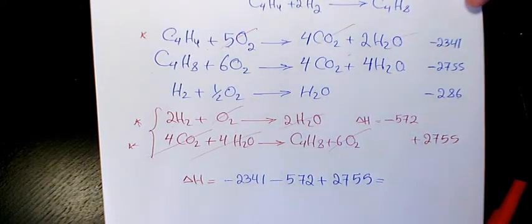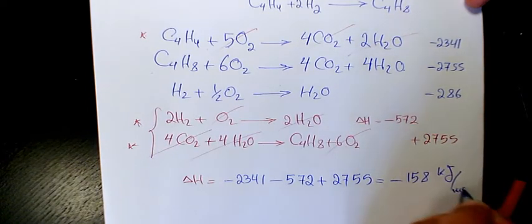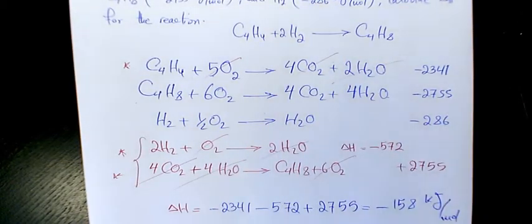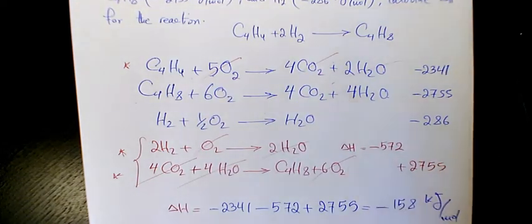So that's negative 2341 minus 572 plus 2755. It's going to be negative 158 kilojoule per mole, and since it is negative, it is exothermic. So that's the enthalpy change of the ultimate reaction or overall reaction based on the thermochemical data of these 3 reactions.